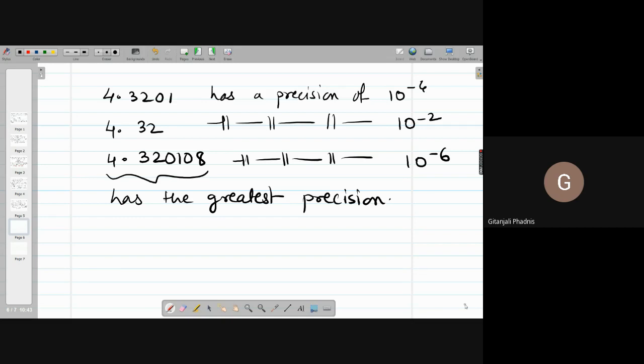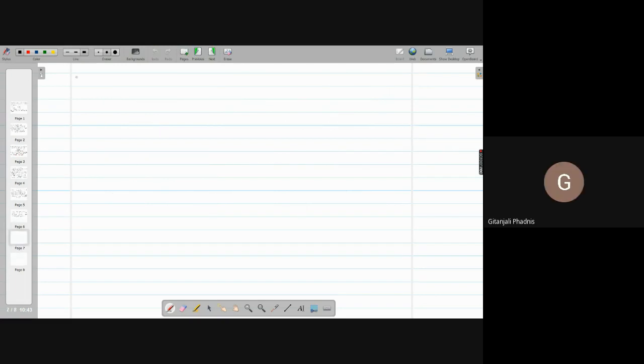Okay. Now the next topic is rounding of a number to n significant digits. Have you finished writing this? Yes, ma'am. I believe all of you are writing this in your notebook. Now we come across rounding off very frequently, right? Because for practical purposes, we need to round off the answers.